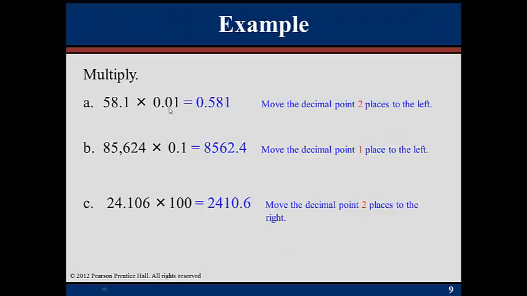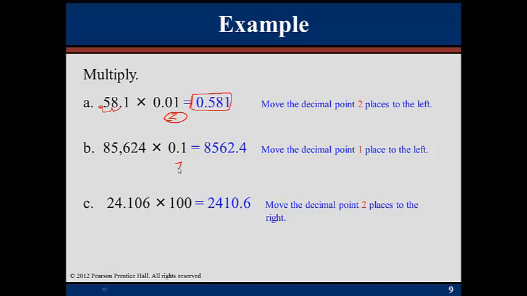More examples, this time multiplying by powers of 10, such as 0.01. Well, how many decimal places are in 0.01? There are 2 of them. So you're going to move this decimal 2 places now to the left. So now you have 0.581.